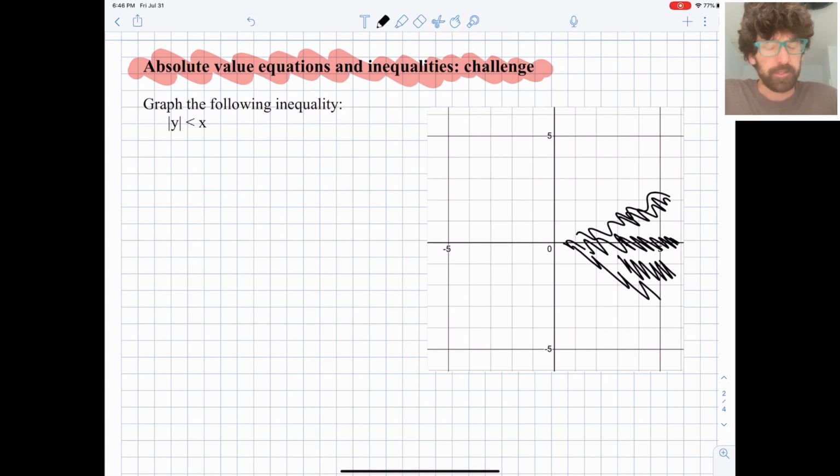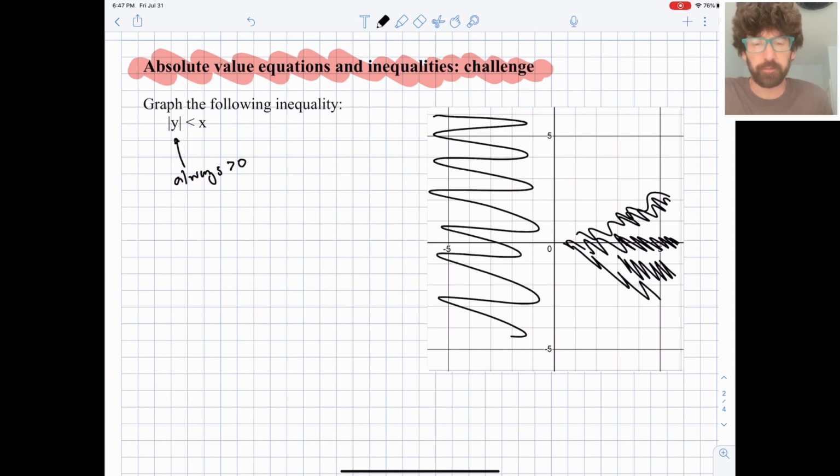Another thing to think about is what are some points that definitely won't work? The absolute value of y is always positive. So how could a positive number be smaller than any negative number? It can't. So all these points over here won't work, because these are all places where x is negative, and it would be impossible to have the absolute value of y be smaller than a negative number. So this is your no zone, and this is your yes zone, or at least our hypothetical yes zone in there somewhere.